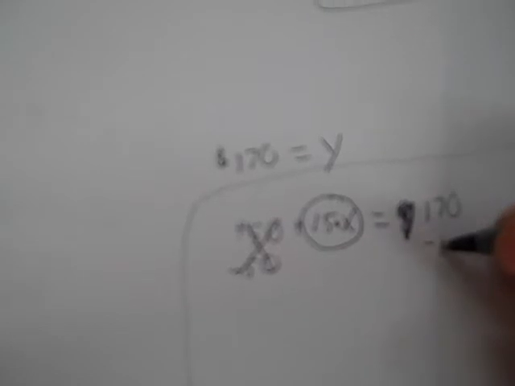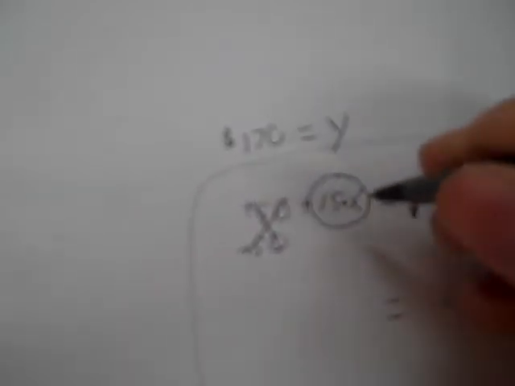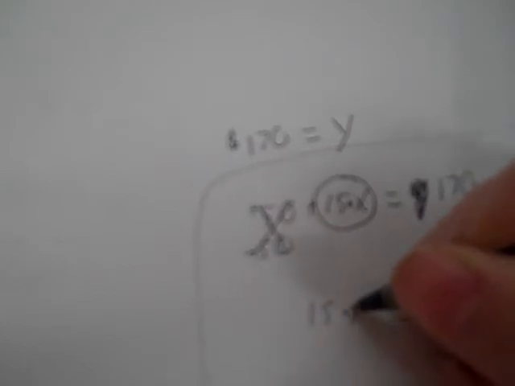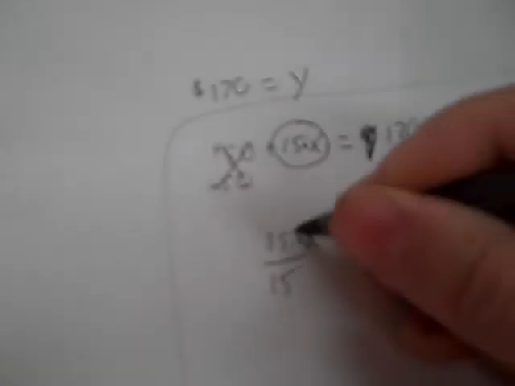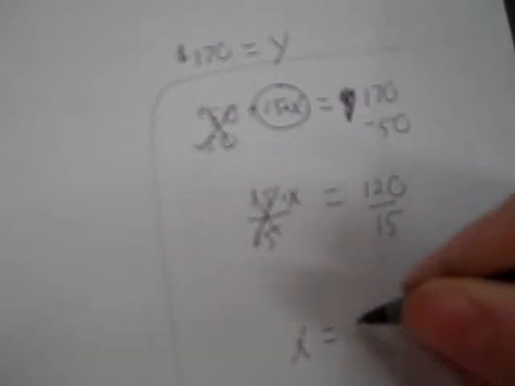And then I'm going to need to dot my x and circle it. Plus or minus the number outside, which is positive 50. So I'm minus 50. And then I'm minus 50. So I have 120 over here. And then I have 15x. And then I divide. So 120 divided by 15 is 8. So I have 8 races.